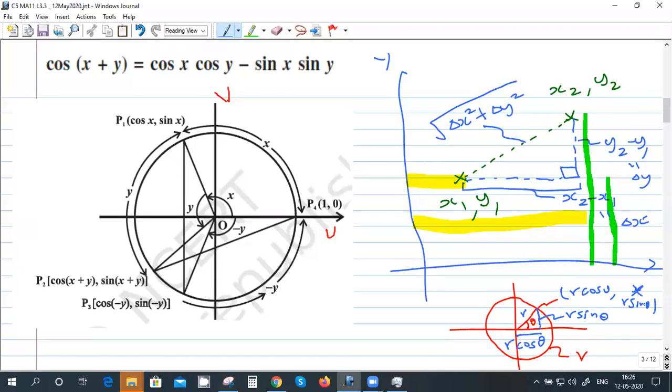R cos theta comma r sine theta. And if I choose this radius as 1, then the coordinate will be cos theta comma sine theta. I can, instead of drawing a circle of radius r, draw a circle of radius 1. So if I choose my point on that circle of unit radius, then the coordinate of the point will be cos theta comma sine theta because r is 1.